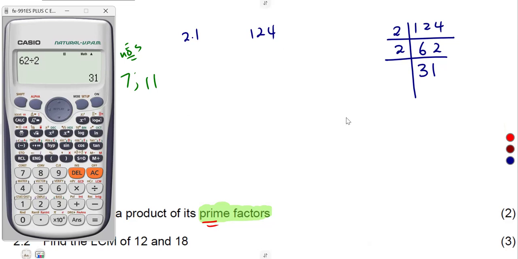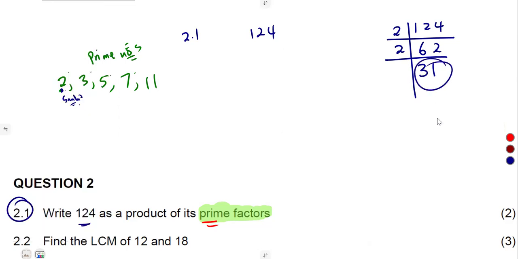31. And 31 is a prime number. So we cannot try any other prime number, because remember, a prime number is just 1 and itself. So there's no other factor for that. If 31 is a prime number, it does not have any other factor besides 31. So it's going to be divided by 31. 31 divided by 31 is 1. So this is it.